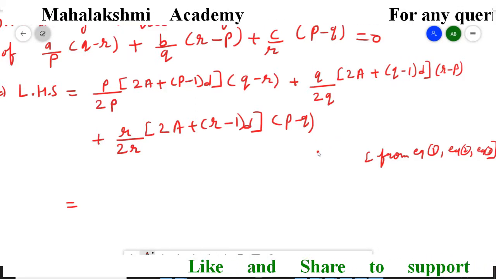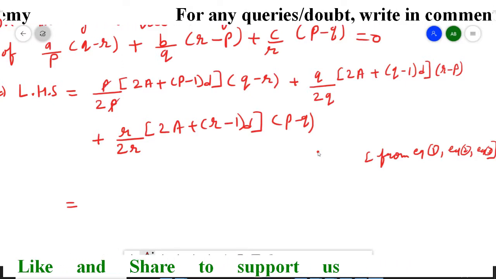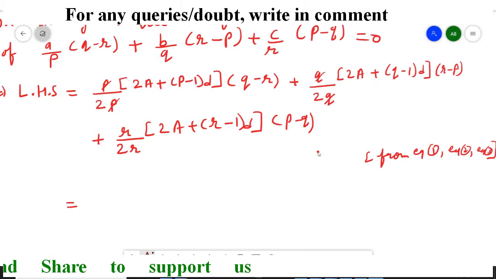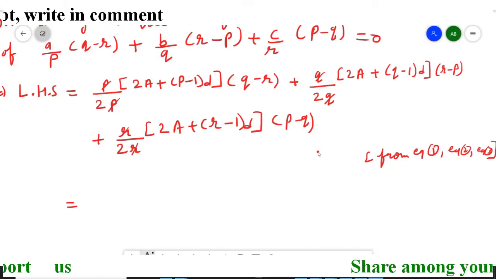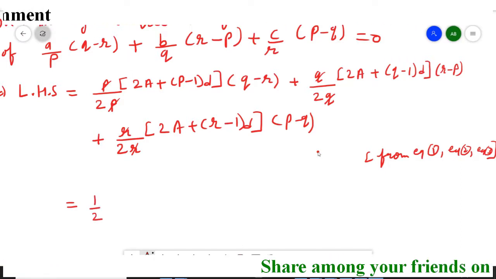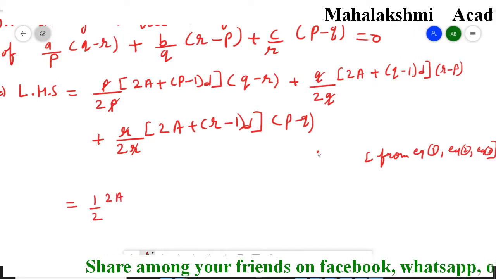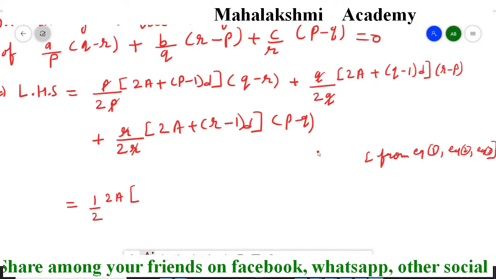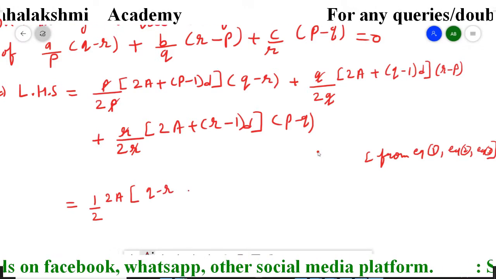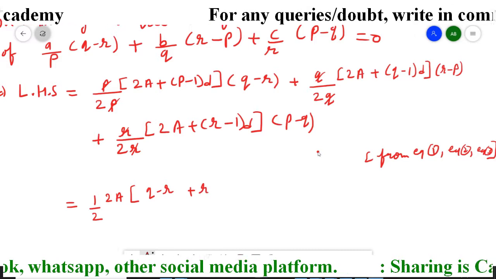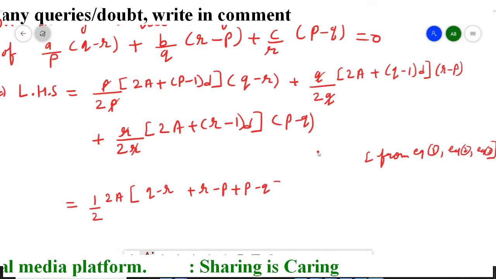So in short I am going to do it. First I am going to cancel this P by P, and here Q by Q and R by R. Then I am going to open the big bracket. For that first I took the 1 upon 2 outside and 2A I took common. Now in the big bracket I am going to remain with Q minus R, then plus R minus P, then plus P minus Q and big bracket close.